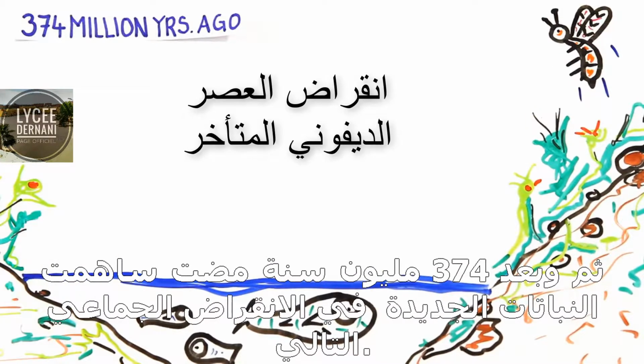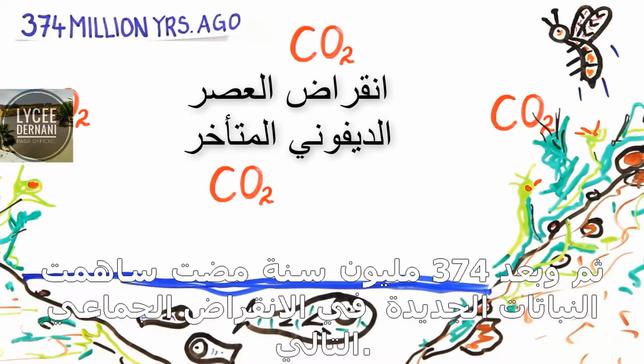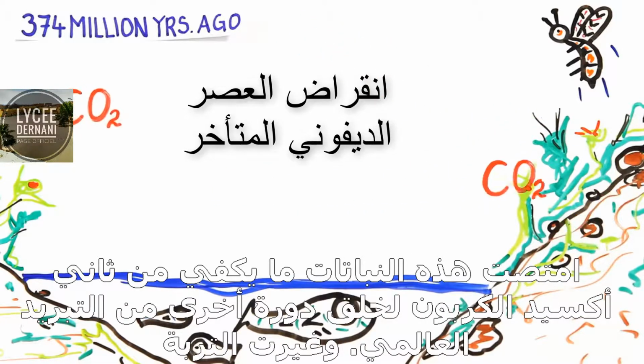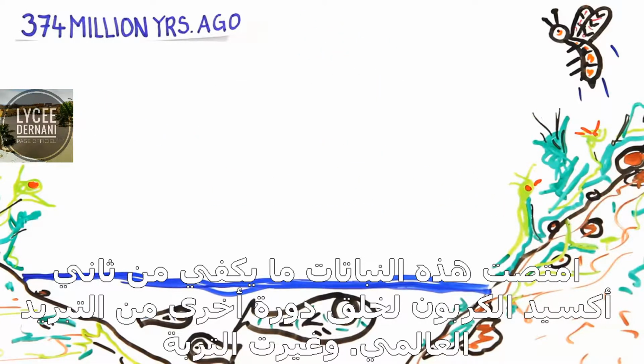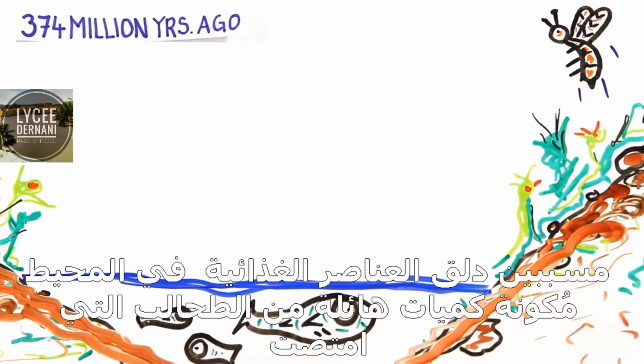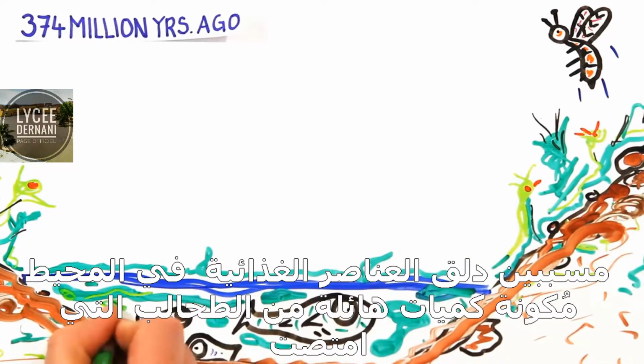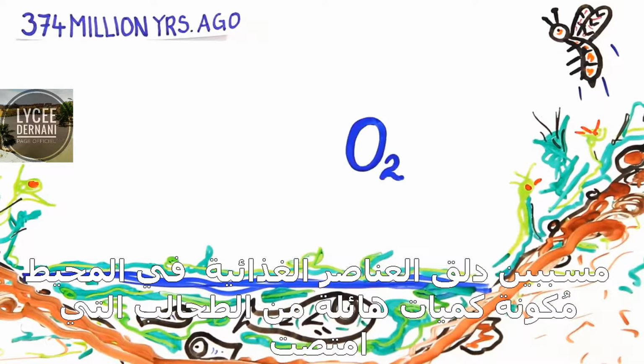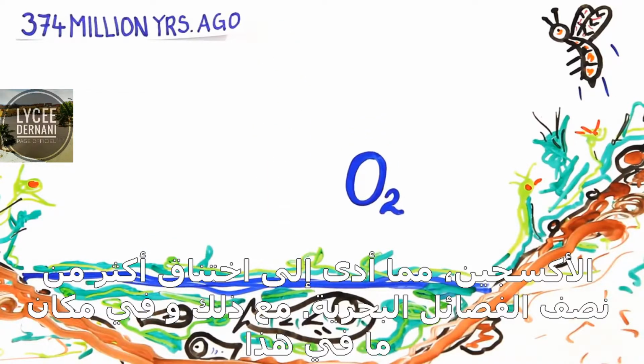Then, 374 million years ago, these new plants contributed to the next mass extinction. The plants absorbed enough carbon dioxide to create another round of global cooling. They changed soil, causing nutrients to wash into the ocean, creating enormous amounts of algae which sucked up oxygen. More than half of the ocean species essentially choked to death.